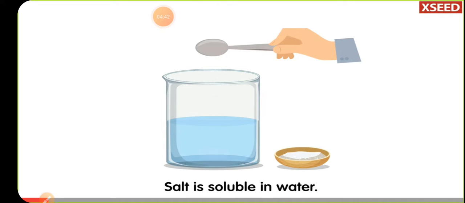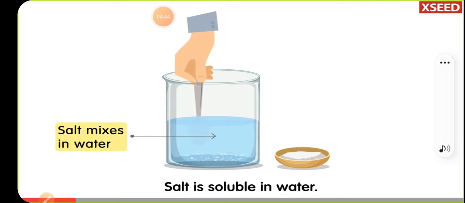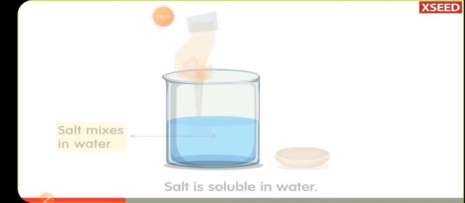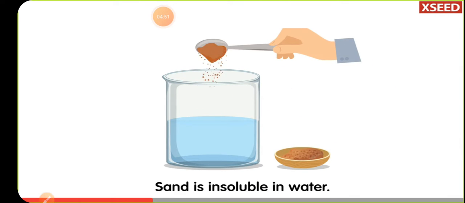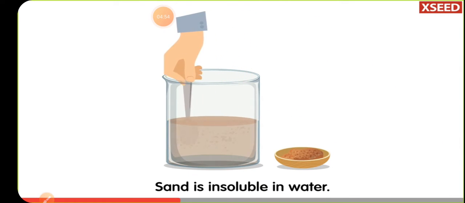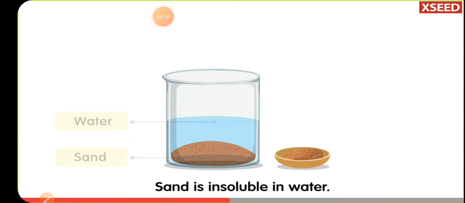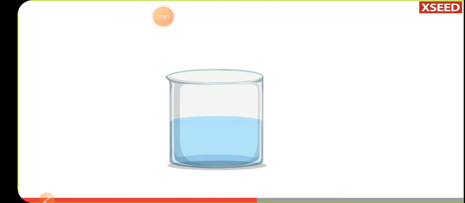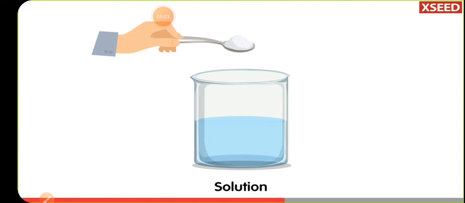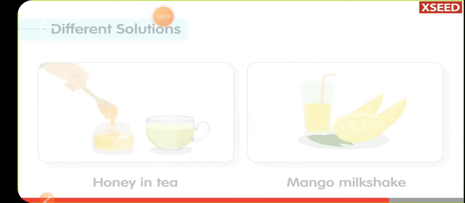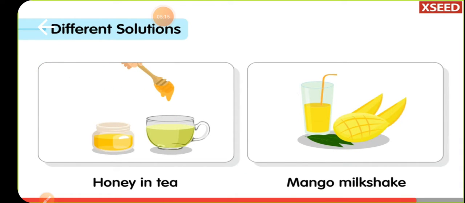Some things mix evenly in liquids and form a solution. Some things do not mix and are insoluble. Things that dissolve in liquids are called solutes. Things in which solutes dissolve are called solvents. We use different solutions at home every day.